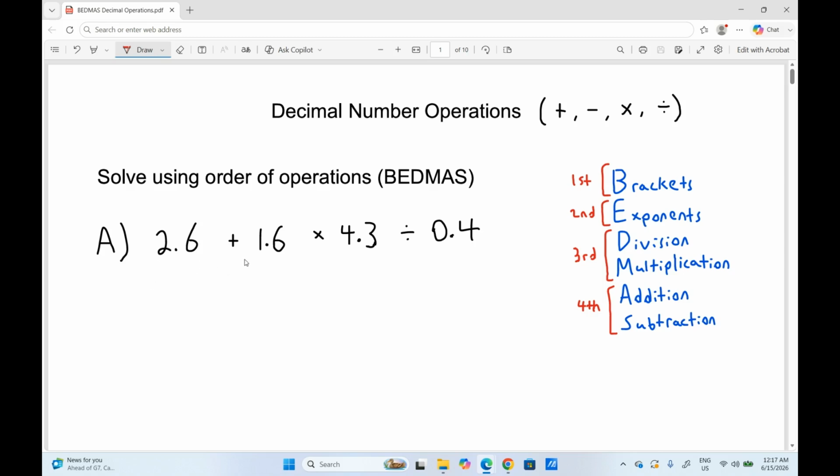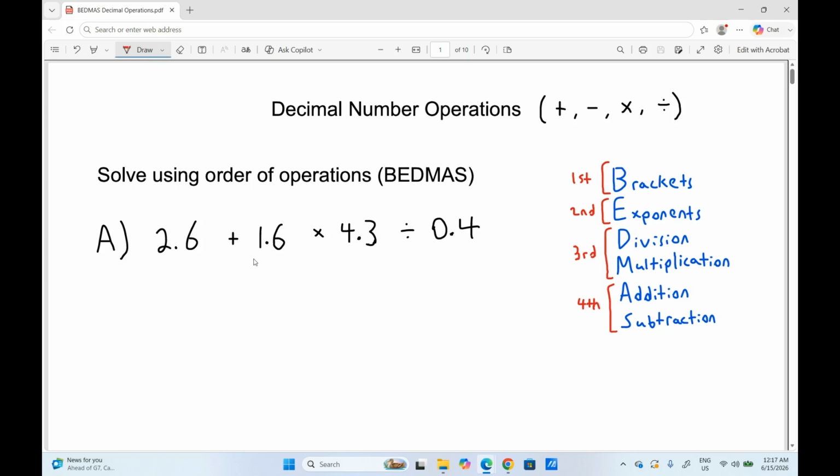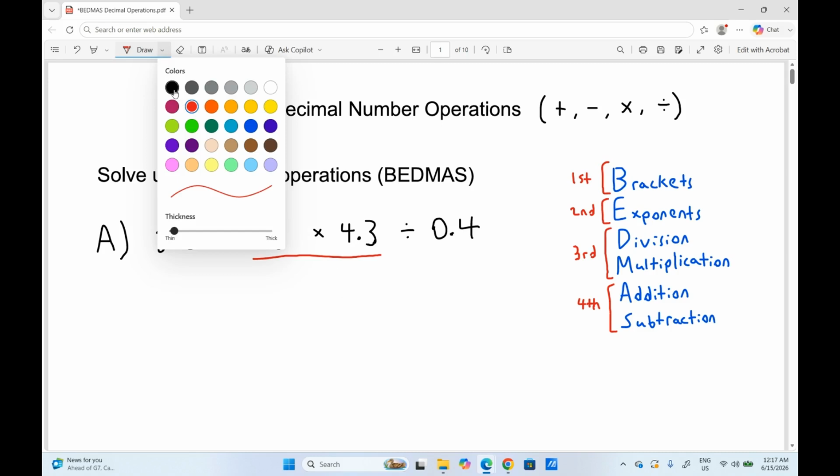So going from left to right, it looks like 1.6 times 4.3. So multiplication comes first. Then I have 4.3 divided by 0.4. So division comes second. Because of this, even though division is technically on top here above multiplication, because they both have the same order, I just go from left to right. And since multiplication came first, I'm going to compute multiplication now. So now I have to compute 1.6 times 4.3. I'm going to do this as an aside.